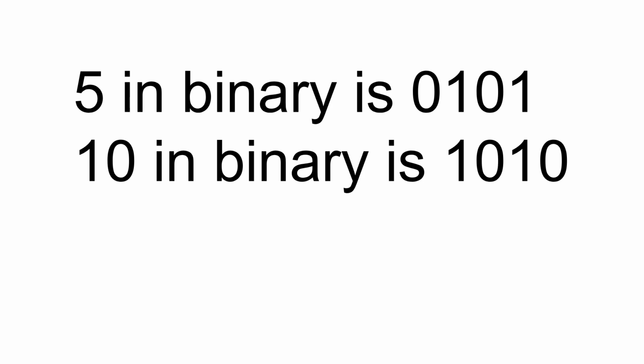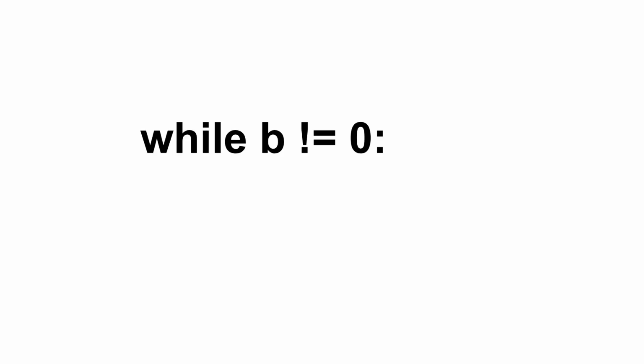To understand this line by line, let's use the binary versions of your numbers. 5 in binary is 0101. 10 in binary is 1010. The variable b acts as the carry holder. We keep the loop running as long as there is a carry that hasn't been added to the main sum yet. Once b hits 0, it means all carries have been processed.